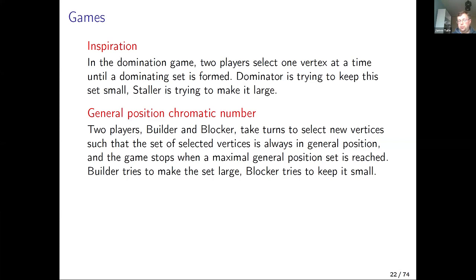That's got a very big literature, and there's been some very nice progress on the domination games recently, for example, by Julien Portier and Leo Versteegen in Cambridge, who prove some excellent bounds. But for our purposes, the importance of that is that it inspired us to look at the general position games. So I notice here I've got the word chromatic on that slide, forget that, general position games. So here we have 2 players who we call Builder and Blocker, who take turns to select new vertices, such that the set of selected vertices is always in general position. The goal of Builder is to try to make the set as large as possible, while Blocker is trying to keep the set as small as possible. So what's the number of vertices that we get in the resulting set?